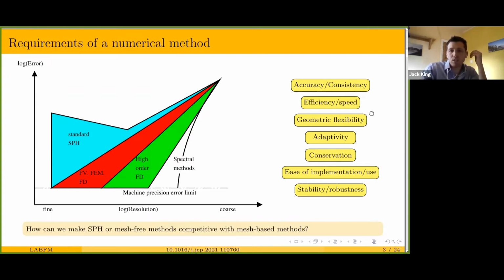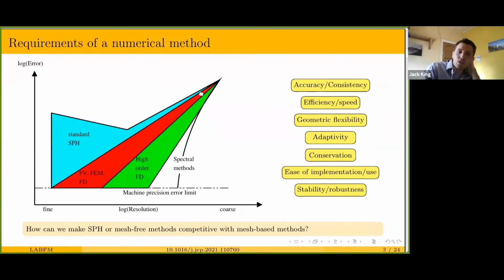However, the areas that it's let down in are accuracy or consistency. So this is an example illustration of the convergence properties of some typical methods. We've got resolution along the bottom and error up the side. With methods like finite differences, finite volume, finite elements, we typically see convergence around second order. Then we've got high order finite difference methods where we might get convergence 4th, 6th, 8th, 10th order. Then spectral methods where we get exponential convergence.